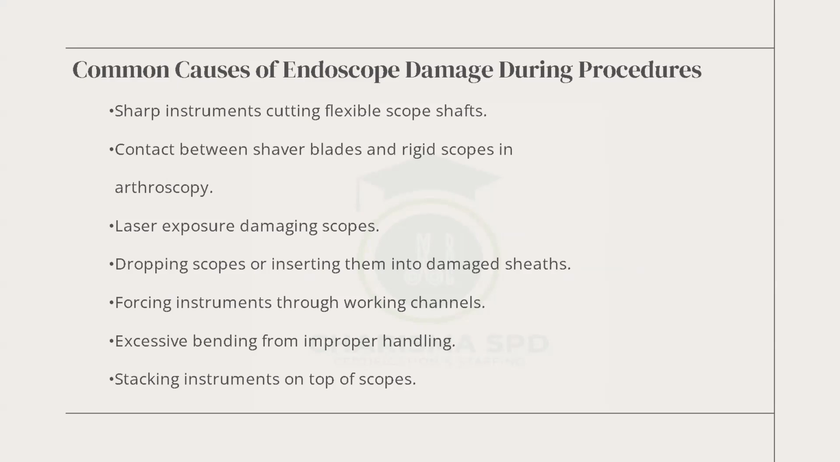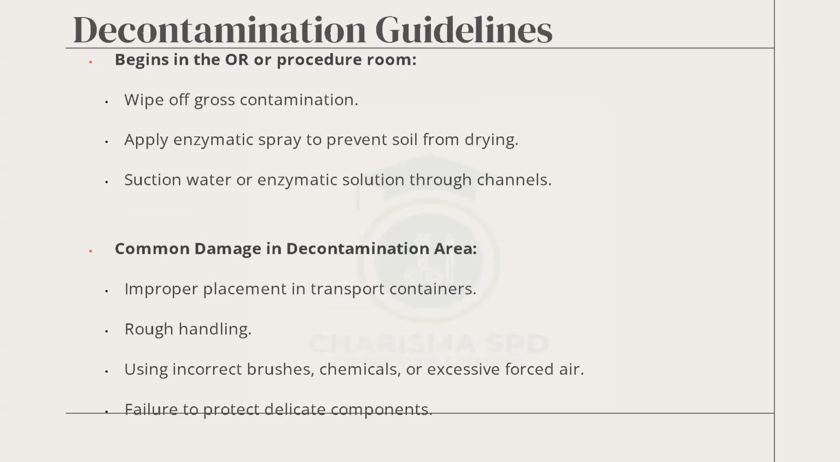Sorry, 6:30. Common causes of endoscope damage during procedures. Yes, sharp objects on them, heavy objects on them, dropping them, forcing instrument through them can also damage them. Excessive bending, we said that. The stacking stuff on them can also cause that. All right. Next slide.